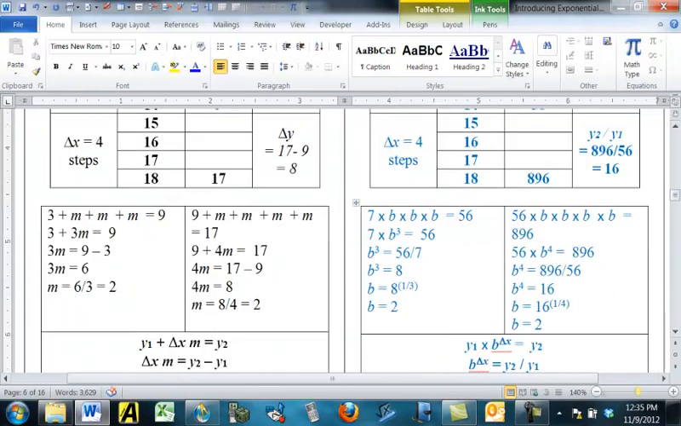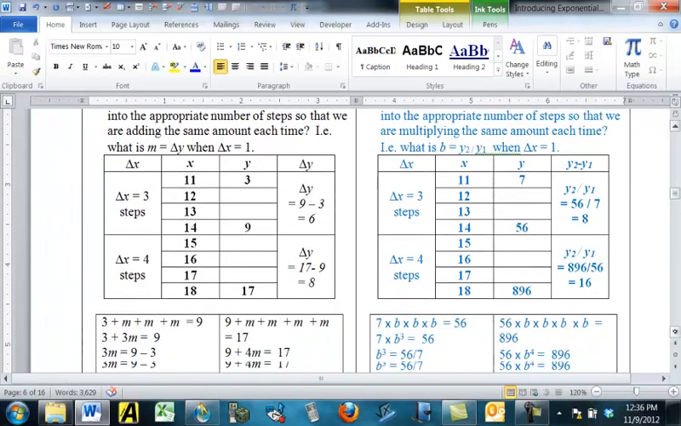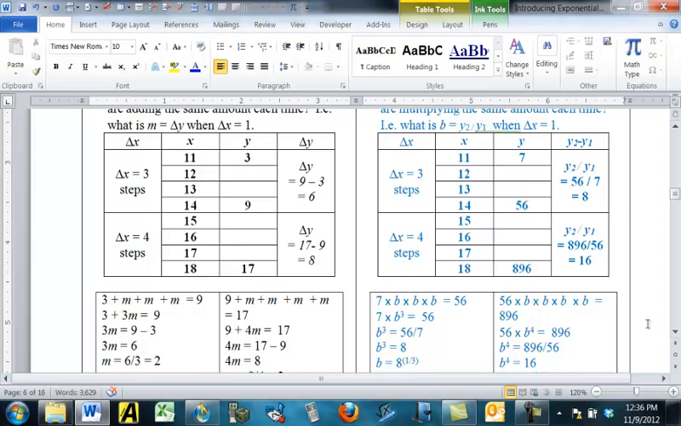In the first case, we have 3, and we want to add m, and then add another m, and add another m, and then end up at 9. We want to add the same m 3 times to get 9. Well, adding the same m 3 times is 3m. So we started with 3, and we added 3 m's to that, and we got 9.